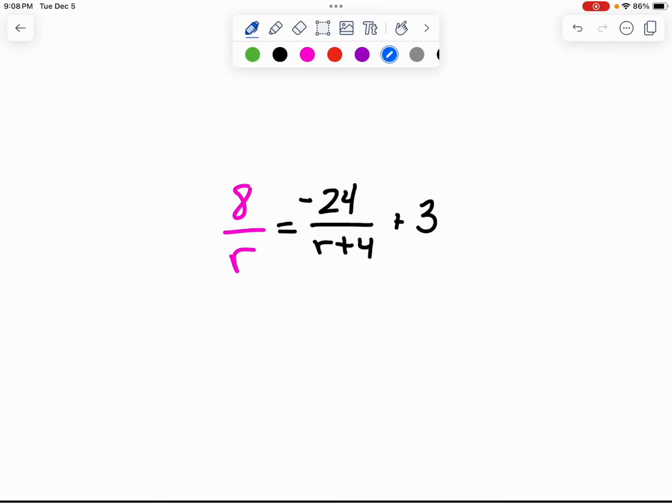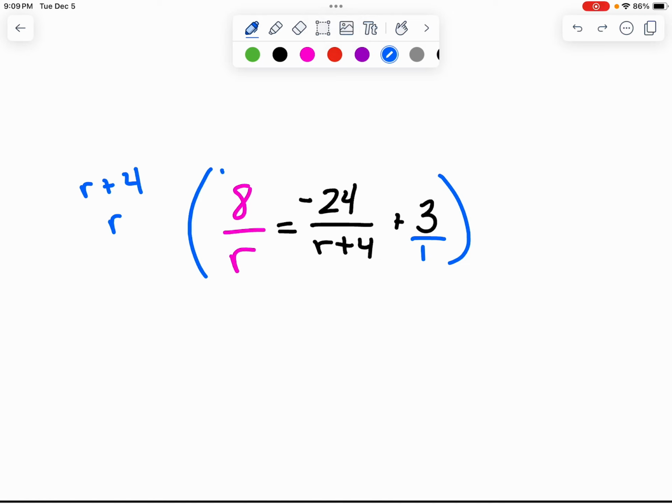What's the common denominator? R plus 4 and R plus 4, and R. Technically that's over 1, but I'm not going to put 1 over there. You cannot just cross multiply because you have the extra plus 3. Okay, what does the 8 need?